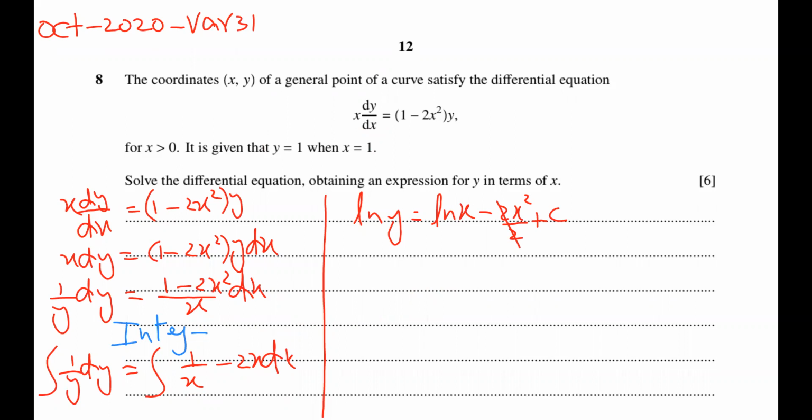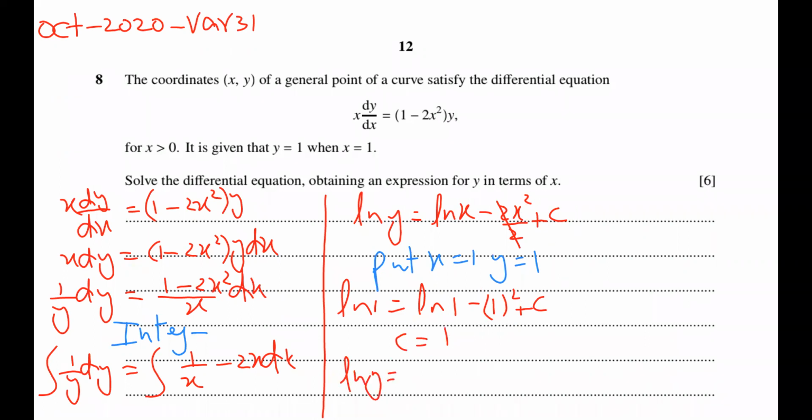So put x=1, y=1. When I put ln 1 and then ln x here and 1 squared here, what happens then? All of you know ln 1 is equal to 0. So this negative 1 can come on the left hand side, so c becomes 1. Put this value back in the equation here. So ln y is equal to ln x minus x squared plus 1.